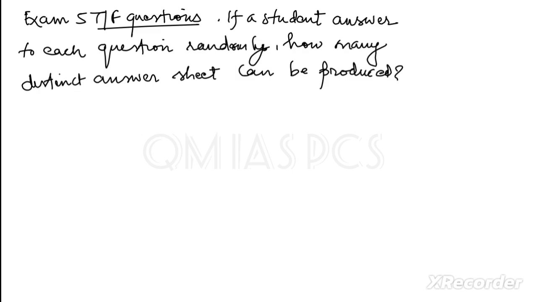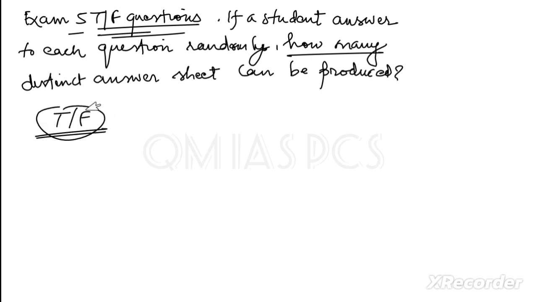So look at this question. In an exam there are 5 true and false questions. If a student answers each question randomly, how many distinct answer sheets can be produced? Understand this one: we have only 2 options, true and false.